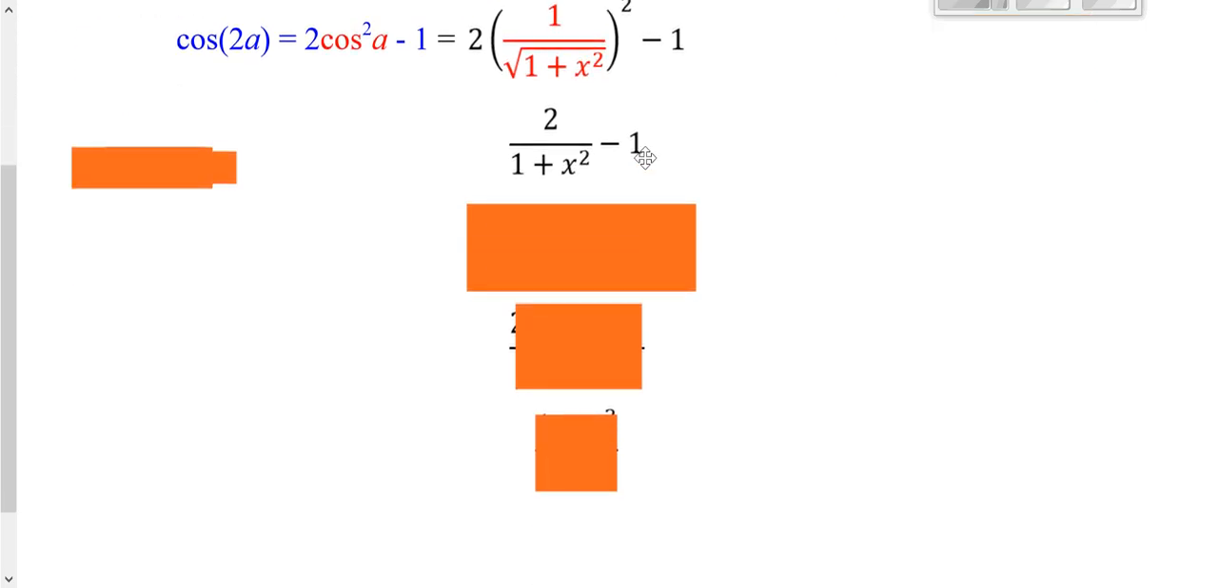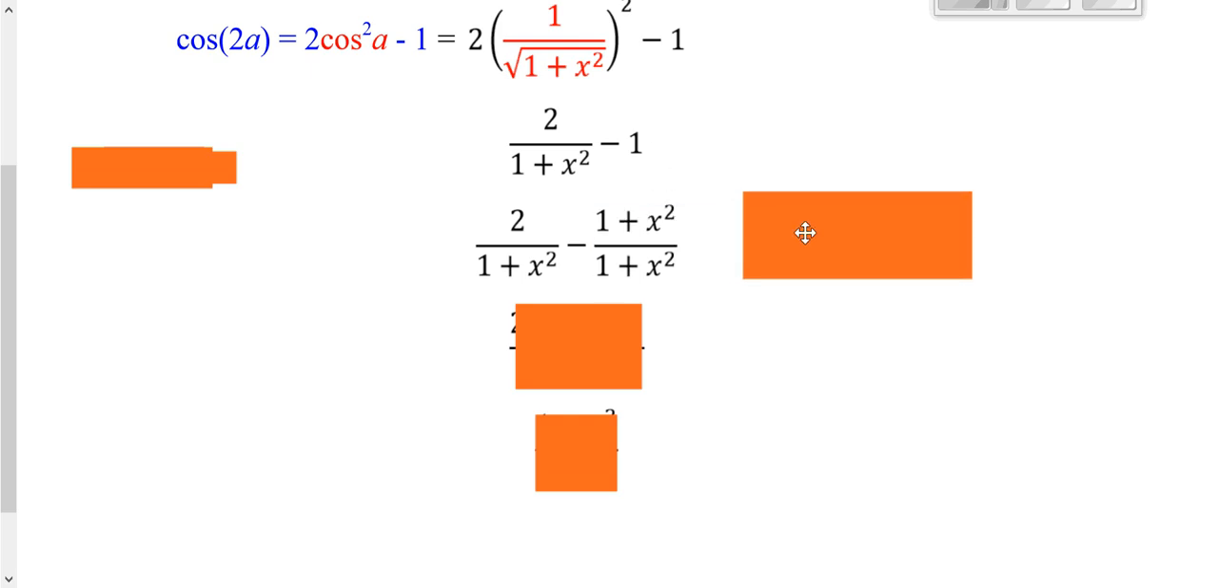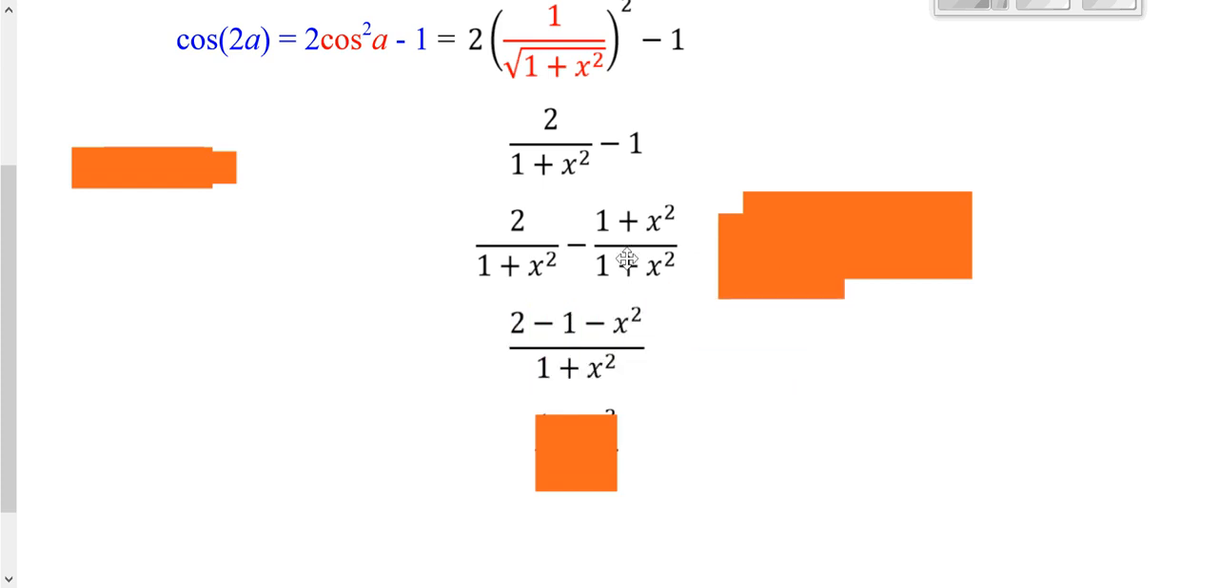Oh, now I have to do a common denominator, which is 1 plus x squared. So I multiply this one top and bottom by 1 plus x squared. So now I could write it as one fraction. And you have to remember to distribute through your negative sign. So this becomes minus x squared. So then I get 2 minus 1, which is 1, minus an x squared on top, still over my denominator.